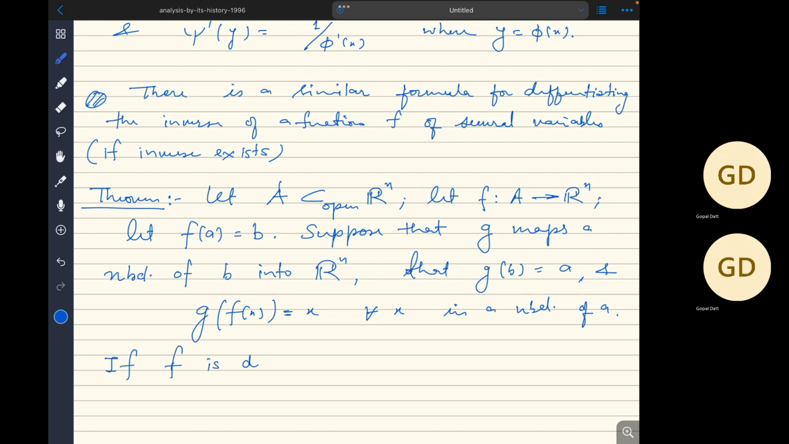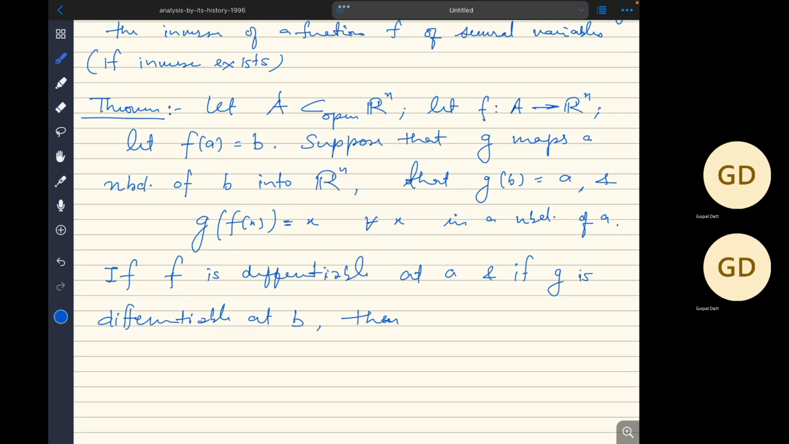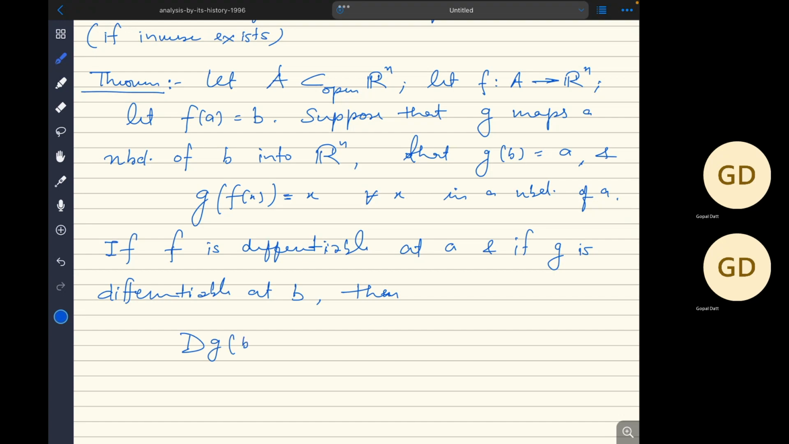If f is differentiable at a, and if G is differentiable, we are saying G is also differentiable. If f and G both are differentiable at a and b respectively, then the derivative of this function G at point b is given by the inverse of Df a. You know this Df a is a matrix, and DG b is the inverse of that matrix. So the proof is very easy.